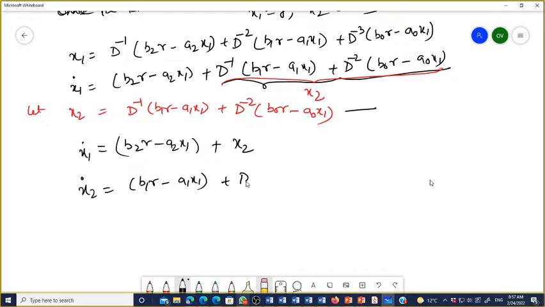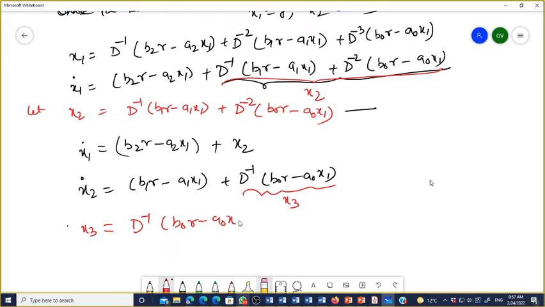Now it is time to consider x3. x3 is equal to D inverse of b naught r minus a naught x1. So x3 dot is b naught r minus a naught x1. Okay, now it means you have written three terms.